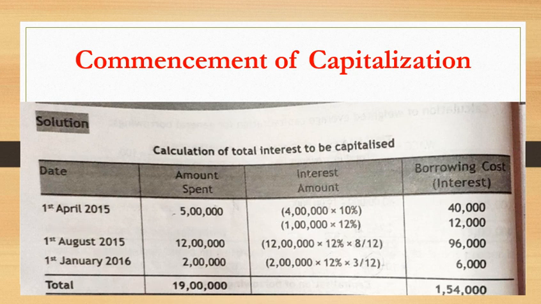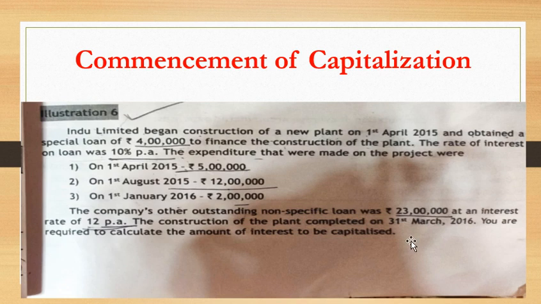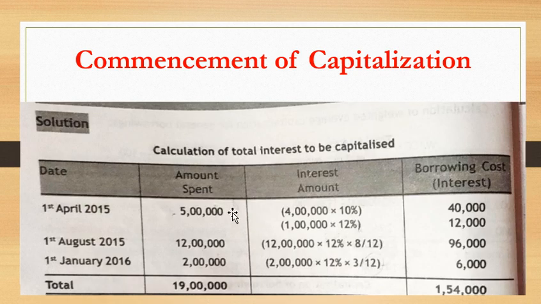So for this loan, what is the interest? The non-specific loan was 23 lakh at an interest of 12% per annum. So 1 lakh is taken out of 23 lakh at the rate of 12% per annum. So 1 lakh into 12% is 12,000.